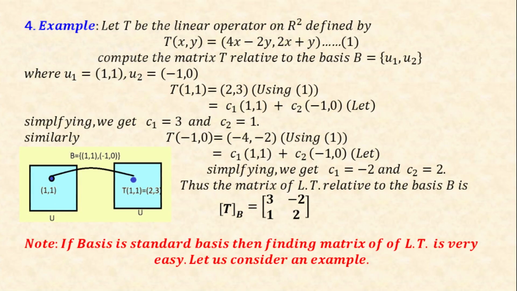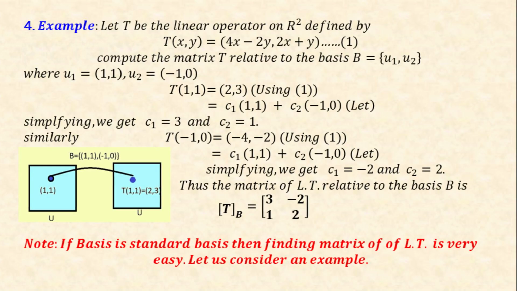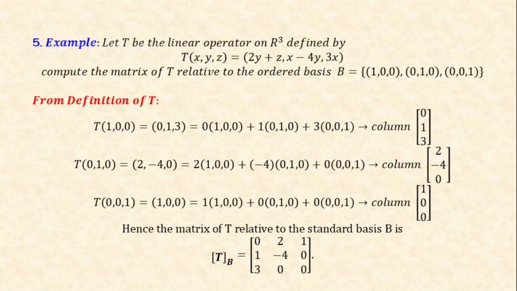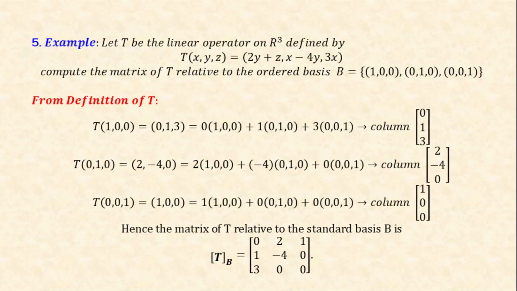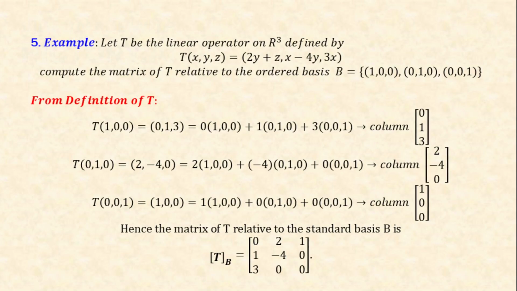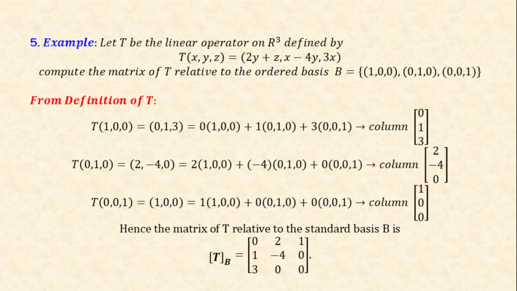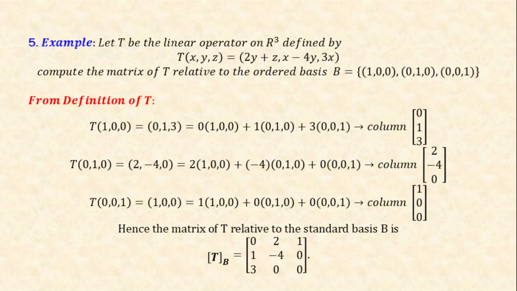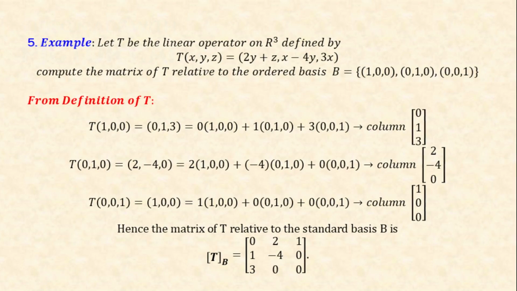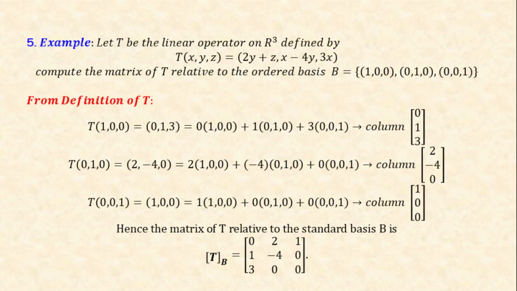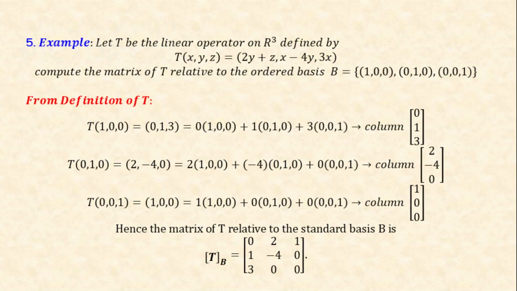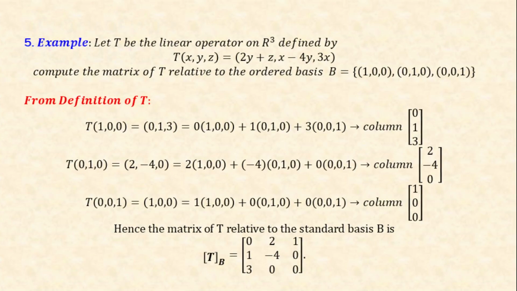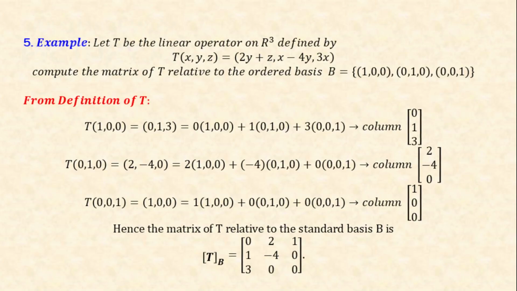Finding T_B becomes easy if B is a standard basis. Let us understand this with another example. Let T be the linear operator on R3 defined by the following, and B be the standard basis of R3, which consists of vectors (1, 0, 0), (0, 1, 0), and (0, 0, 1). From the definition of T, the image of (1, 0, 0) under T is (0, 1, 3), which can be expressed as a linear combination of the vectors of B, and thus we obtain the first column of matrix T_B. Note that the coefficients are the same as the image. By performing a similar calculation, we determine T_B.